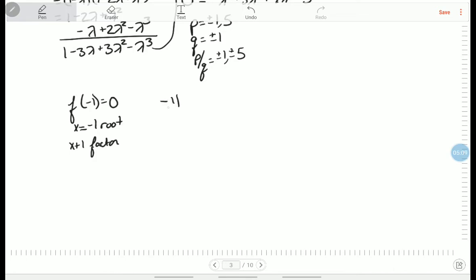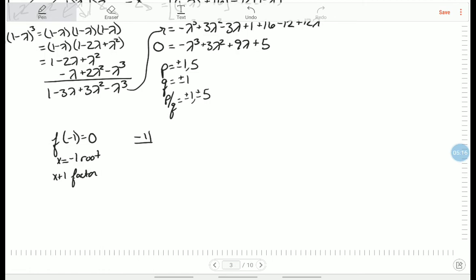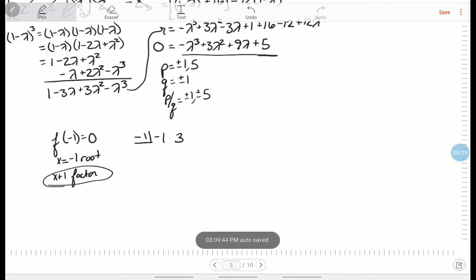And we really just need 1. So if we plug that negative 1 in, we're going to do some synthetic division. Really, we're dividing this factor into that cubic.